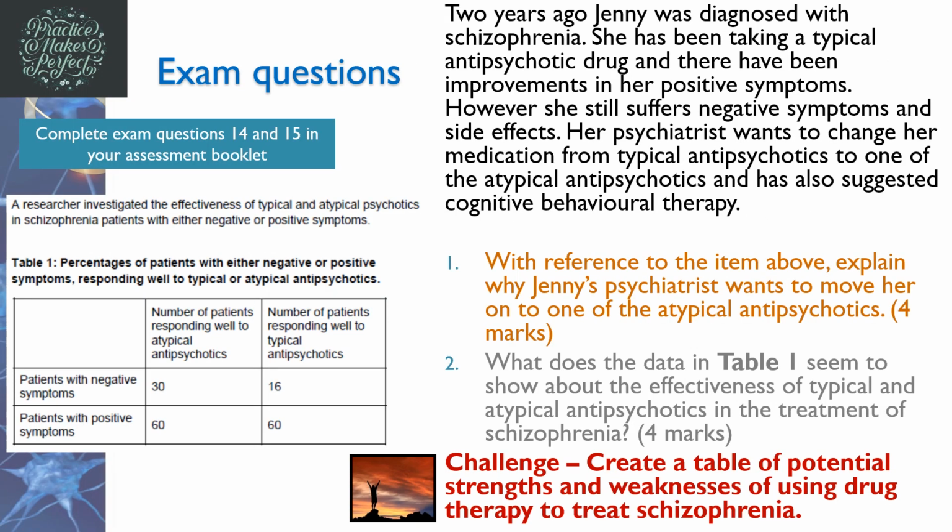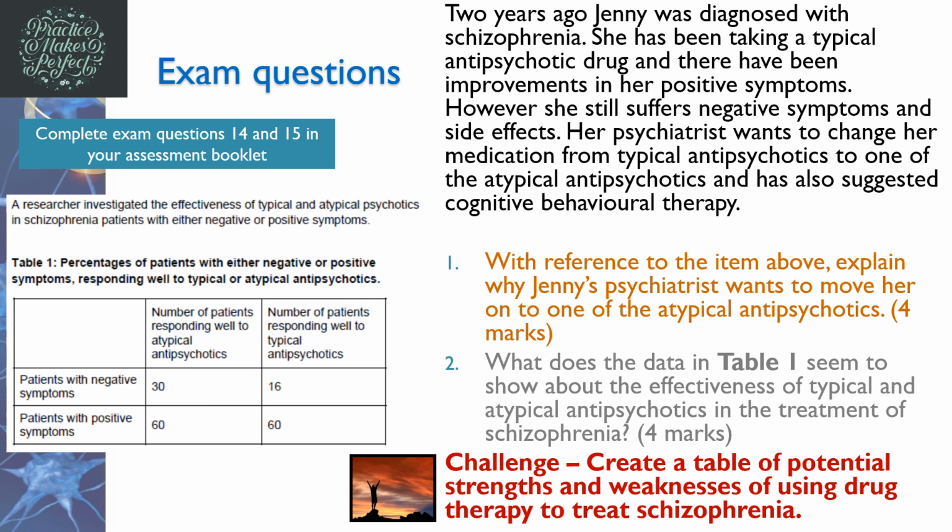A couple of exam questions now, so I'd like you to get your assessment booklets out and find the questions under drug treatments for antipsychotics. 2 years ago, Jenny was diagnosed with schizophrenia. She's been taking typical antipsychotic drugs. It's worth highlighting and putting the older ones next to that. Refresh yourself of that. There have been improvements with her positive symptoms. However, she still suffers from negative symptoms and side effects. That's something to highlight. Her psychiatrist wants her to change from her medication of typical antipsychotics to one of atypical antipsychotics and suggested CBT as well.